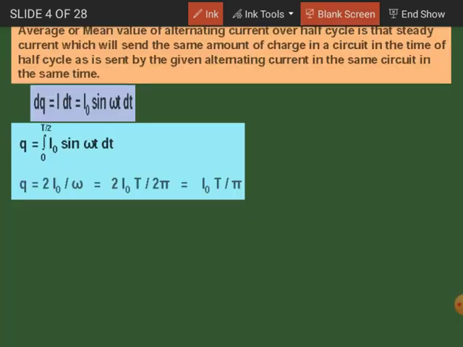Got it? Now let's see again. As I have given you the expression, Q is equal to I naught T by pi. That is the first equation.